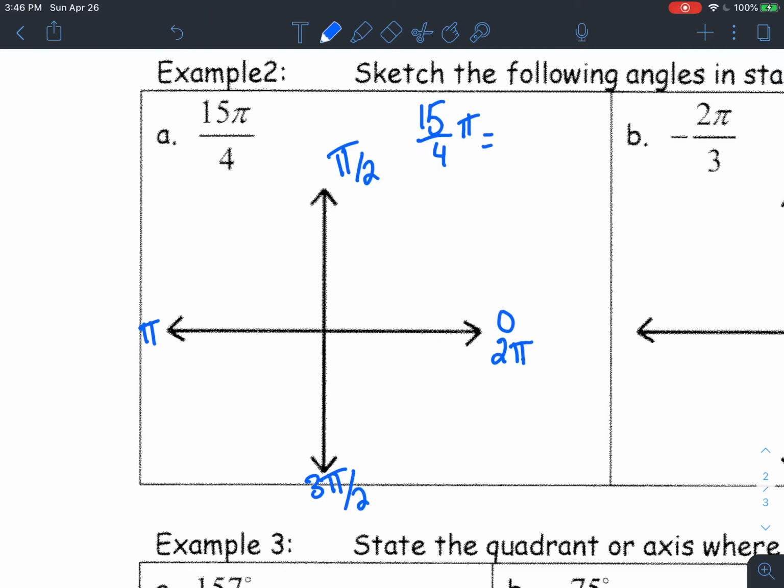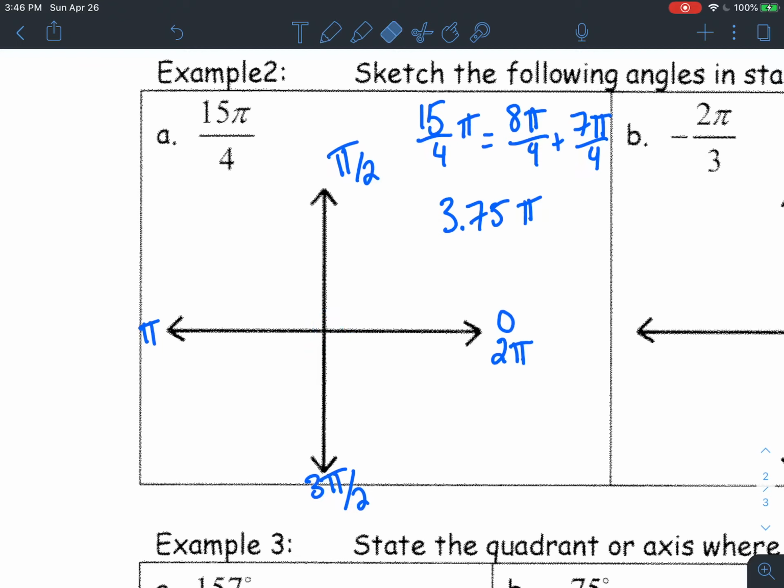would be 8 pi over 4 plus 7 pi over 4. An easier way of doing it, I guess you could do it this way. 15 over 4 would be 3.75 pi. And since each rotation here is 2 pi, it's almost 2 full rotations.